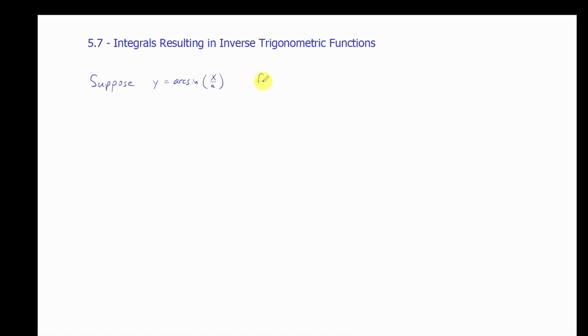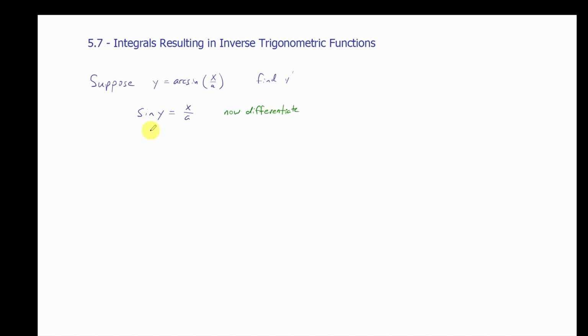Let's find y prime. We explored this a little bit in chapter 3, but let's go back over it. So in order to find this derivative, what we're going to do is start by taking the sine of both sides. So I have sine of y, sine of arcsine, those are inverse functions, so they'll cancel. So sine of y equals x over a. Now I'm going to differentiate.